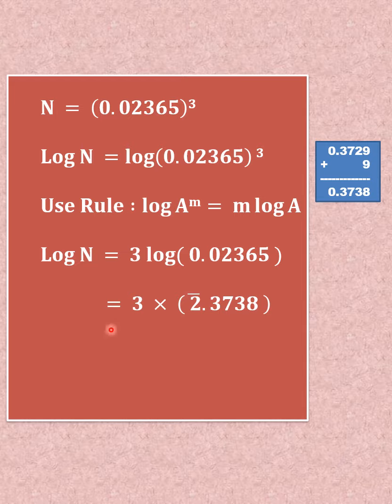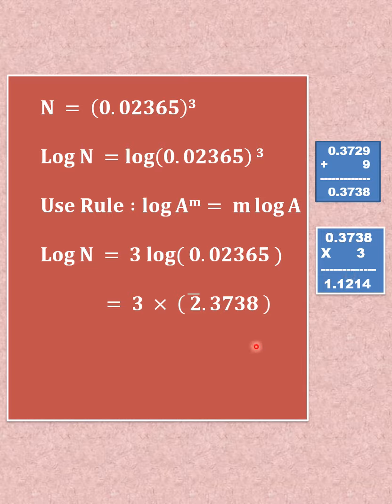Then multiply this 3 to this particular bracket. Now do the multiplication simply: you multiply this 3 to the whole number 0.3738, and the answer comes here.